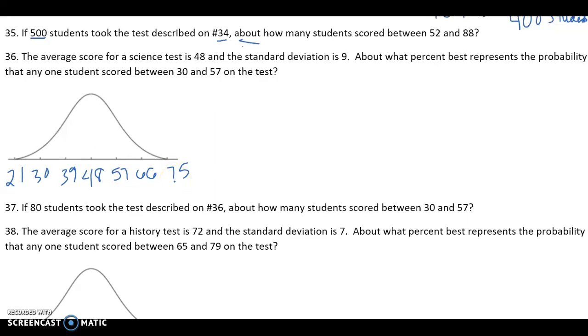About what percent represents the probability that any one student scored between 30 and 57? I don't have my percents on here because I didn't do them yet. So, oh no, I gotta fill them in. And then 2.35, the little baby ones, right?